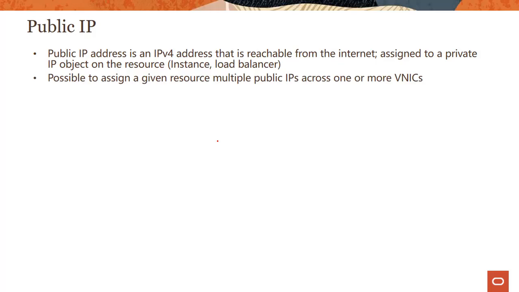Public IPs, let's talk about public IP. A public IP is an IPv4 address that is reachable from the internet. Now as we said earlier, a public IP is assigned to a private IP object on the resource. So whether it's an instance where you want to assign a public IP, or it's a load balancer, those are valid use cases. It's possible to assign a given resource multiple public IPs across one or more VNICs.